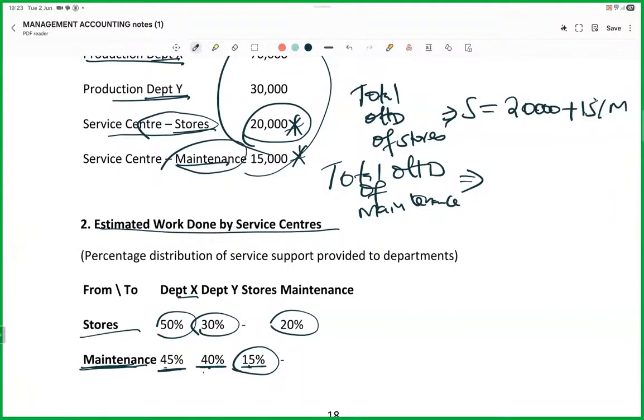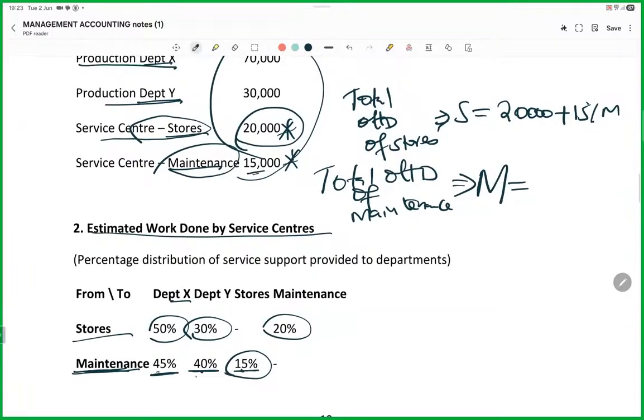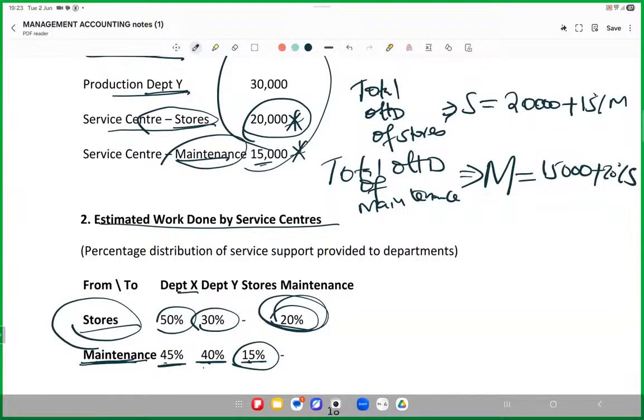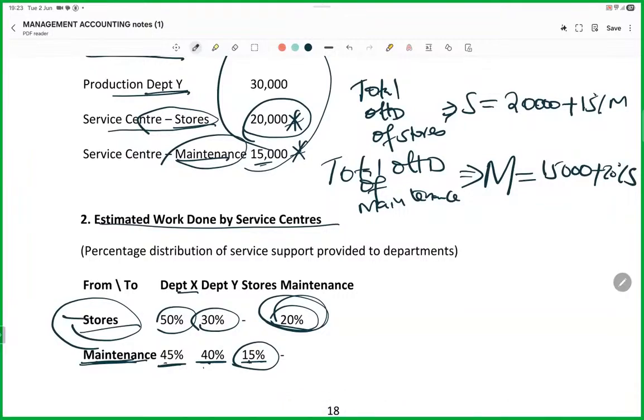Just write something down. No, I have to start with something. Remember, you told me to let M be the total maintenance overhead cost, isn't it? So I have to start with what here, somebody? M equals the allocated, which is 15,000. And this M, maintenance is getting how much in this case here from stores? You can see from stores it is getting 20%. So plus 20% of what here, somebody? From stores. So allow me to repeat this, ladies and gentlemen. You see, from stores to maintenance. From maintenance to stores, like that.